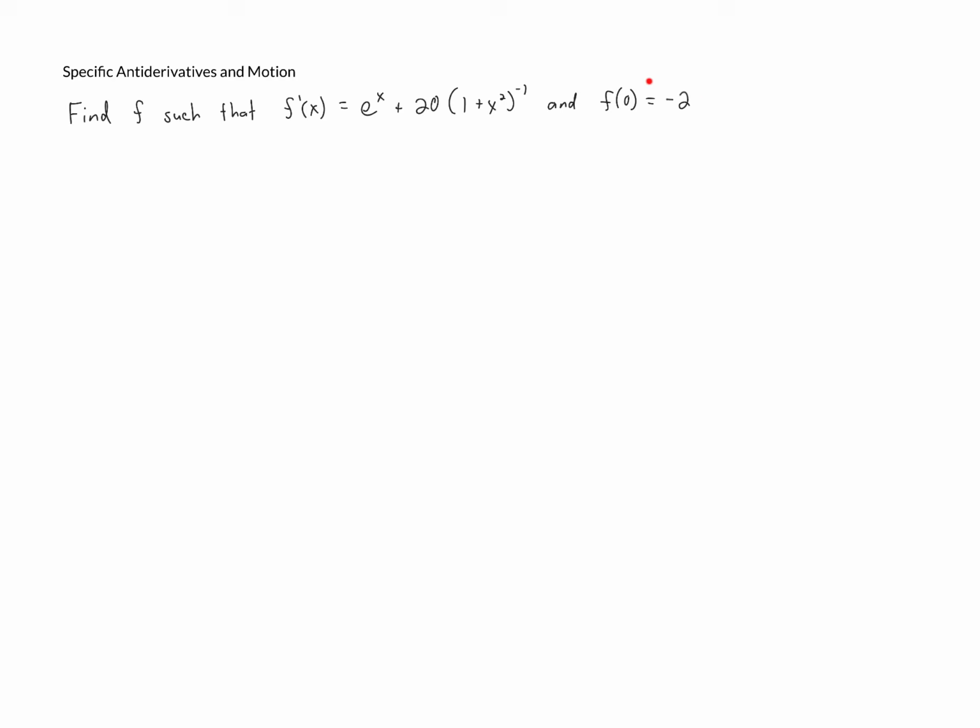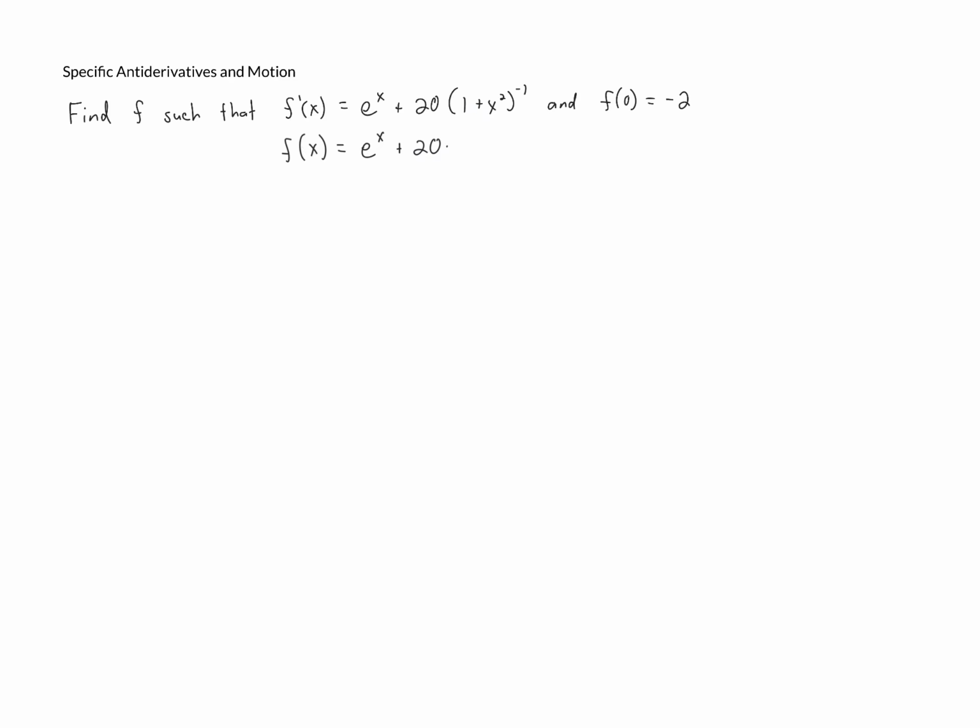And this we're going to use later, but this is going to help us figure out exactly what the constant is. Instead of just having a generic constant c, this extra piece of information is going to narrow down what the value of that constant is. All right, let's actually start with finding the antiderivative of this. So we're given the derivative. If we take the antiderivative, that gives us f. Now we can do this term by term. The antiderivative of e to the x is just e to the x. And then we have plus 20 times the antiderivative of this.